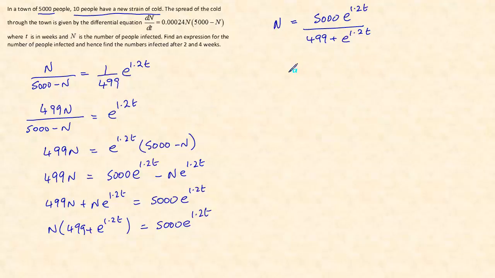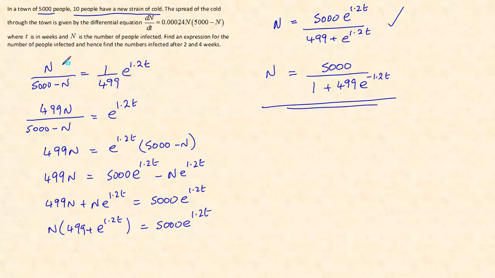Now, this is absolutely perfectly fine, but the normal way of expressing that is to multiply top and bottom by e to the negative 1.2 t, so that we have 5,000 over 1 plus 499 e to the negative 1.2 t. So now that we have this expression, we want to find the numbers infected after 2 and 4 weeks. So what we want is n of 2 and n of 4. So that's just a case of calculating.